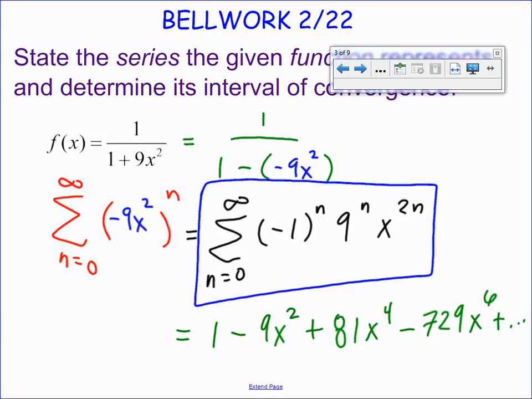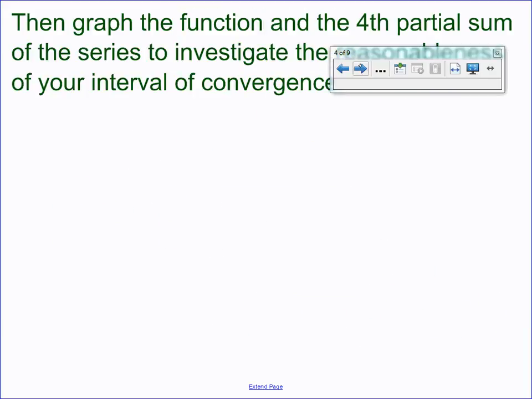So I need the absolute value of x to be less than 1 in my general parent power series function, 1 over 1 minus x. But it wasn't 1 over 1 minus x, it was 1 over 1 minus negative 9x squared. So I'll take that blue quantity and make sure that the magnitude of that blue quantity, negative 9x squared, is less than 1. Then that's guaranteed to converge.